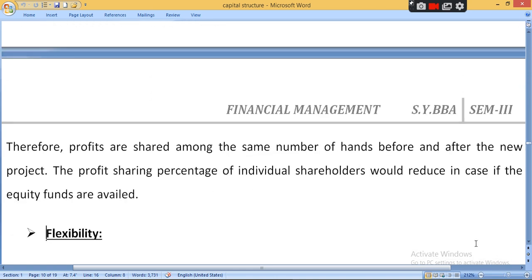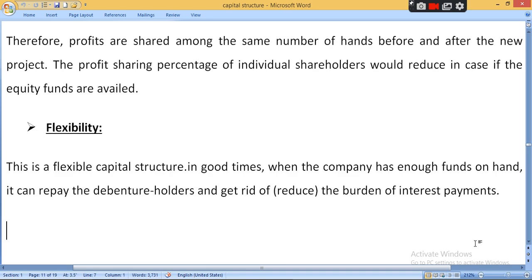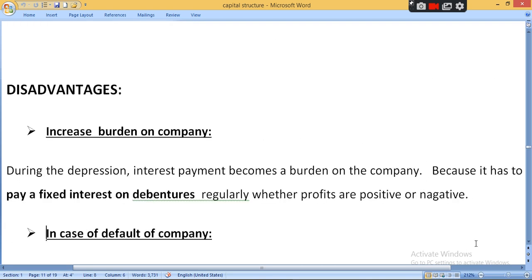So here is flexibility. This is the flexible capital structure. In good times, when the company has enough funds on hand, it can repay debenture holders and reduce the burden of interest payment, clear. Then disadvantage.